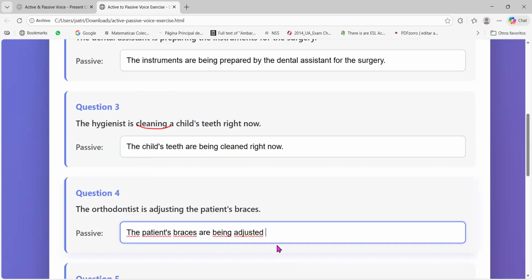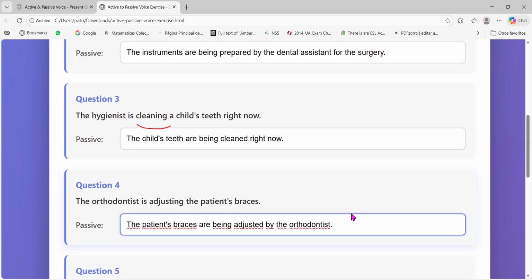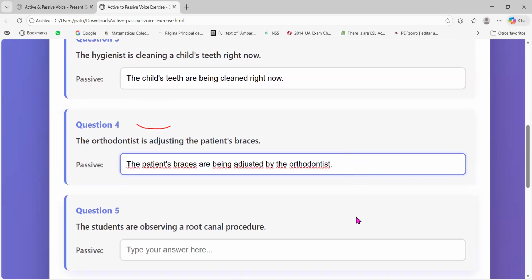By the orthodontist. Because it is optional, and now we wrote it. Thank you. Wow, you are experts right now in dental practice and active and passive sentences in progress. Okay, number five, my dear Braulio.